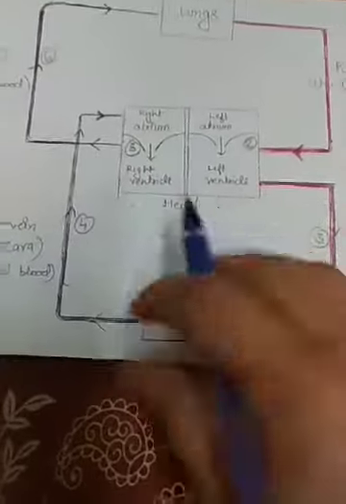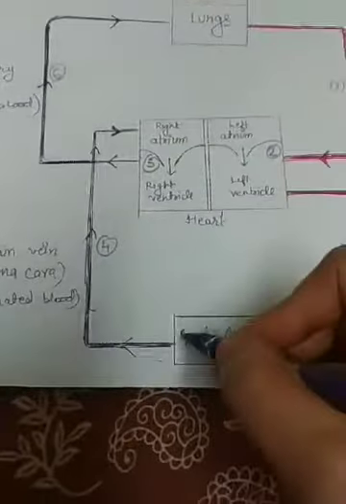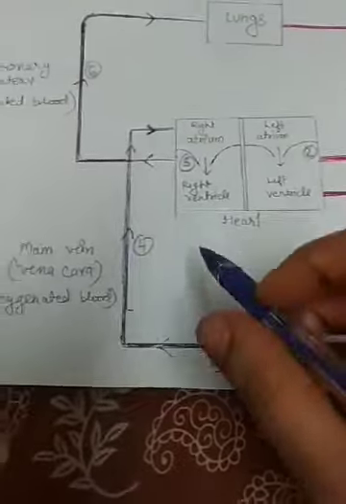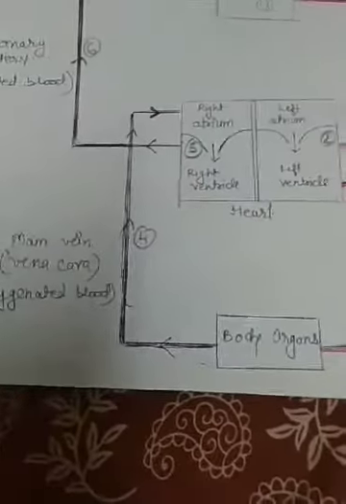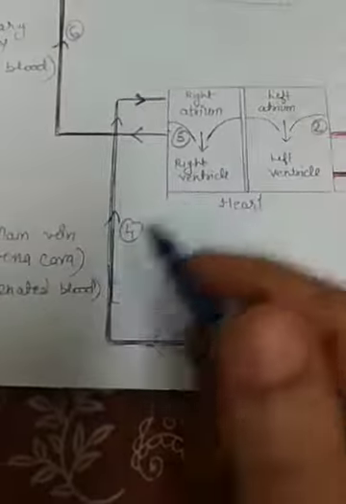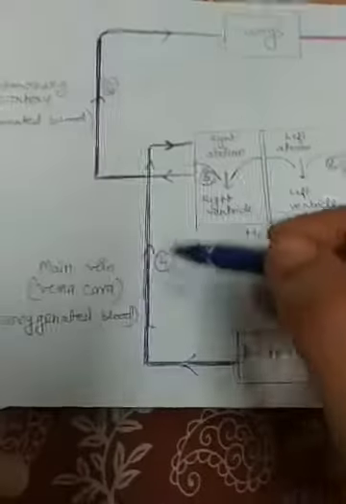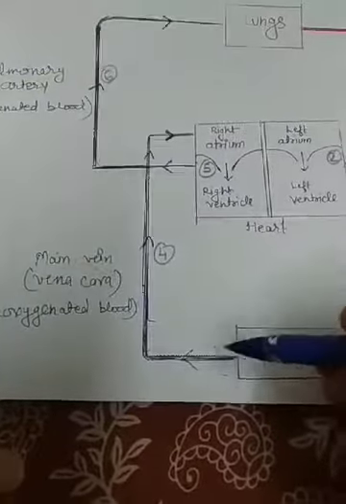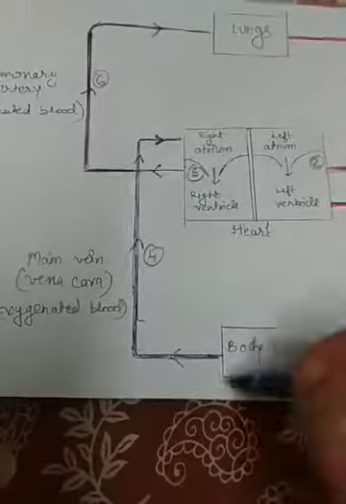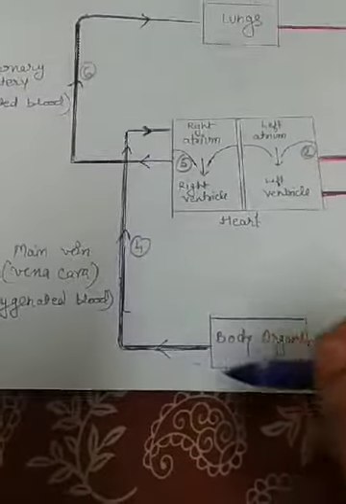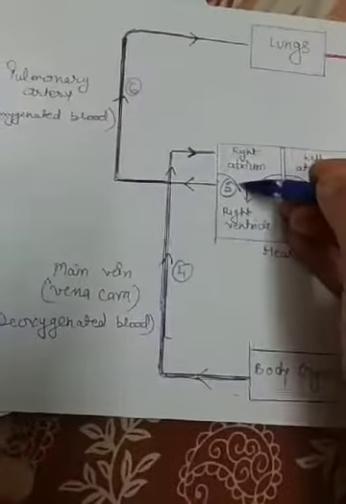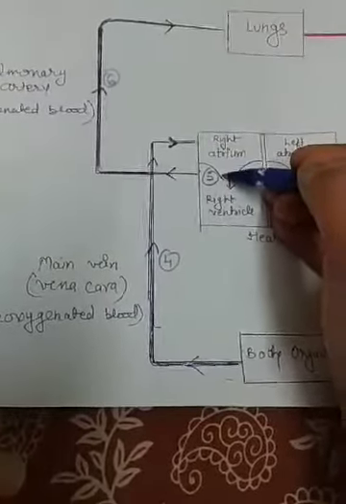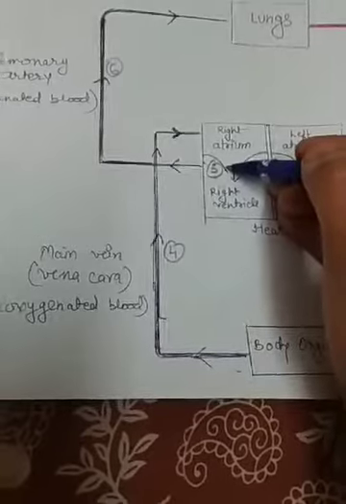Now, next is veins. Veins carry deoxygenated blood except the pulmonary vein. Pulmonary veins carry oxygenated blood. Veins are thin-walled blood vessels which carry blood from all body organs back to the heart. Impure blood from the body organs is transported to the heart.